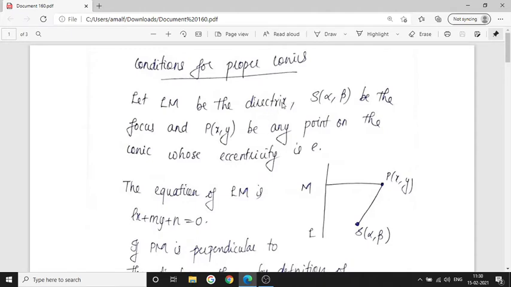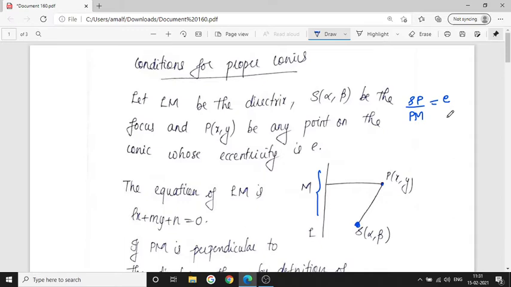Okay, അപ്പോൾ നമ്മൾ കോണിക്കിനെ നമ്മൾ ഡിഫൈൻ ചെയ്ത് ഇങ്ങനെയാണ്. If you are given a fixed point and a fixed line, so this is the point S of alpha beta, a fixed point, and you are given a fixed line LM. Then a conic is the locus of the points, that is, the set of all points P such that SP by PM is equal to a constant e.